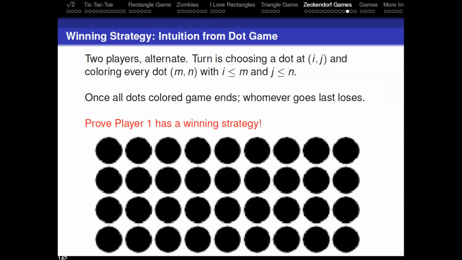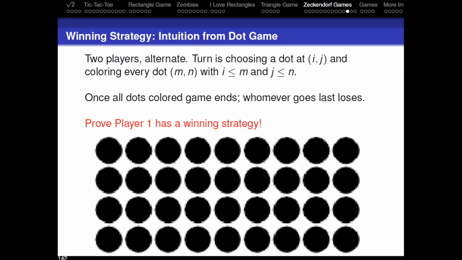So this game is often called chomp. You have a rectangle of dots, and on your turn, you choose a dot. Let's say you choose this dot over here. Then you eat all the dots from here up and all the dots from here to the right. And whoever eats last loses.